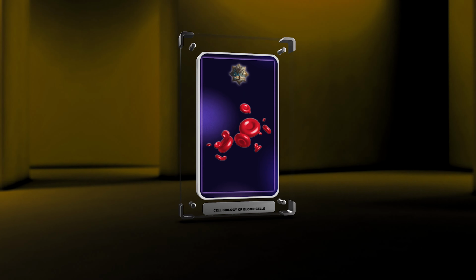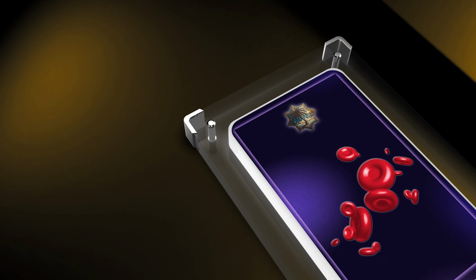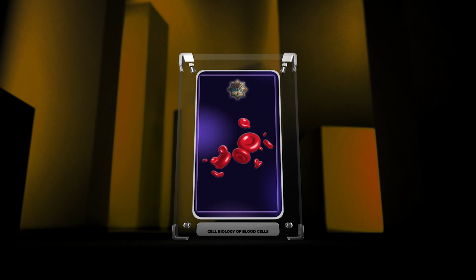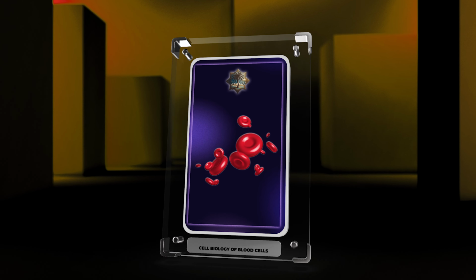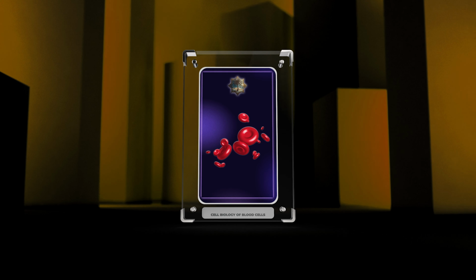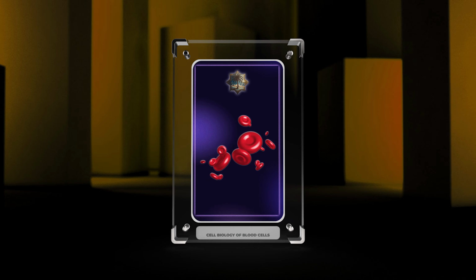Welcome to the fascinating world of cell biology. In this lecture, we will explore the intricate processes involved in the development, regulation, and function of different blood cell types. Understanding the biology of blood cells is crucial for diagnosing and treating blood disorders and gaining insights into fundamental cellular processes. Let's begin with the maintenance and self-renewal of hematopoietic stem cells.